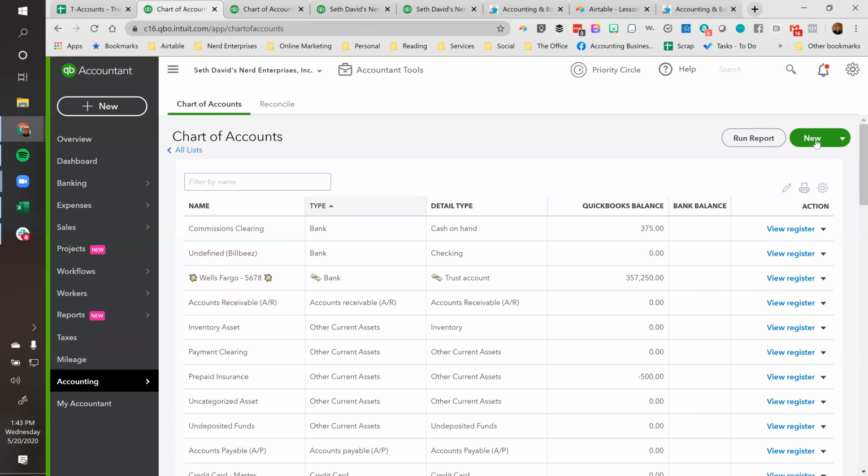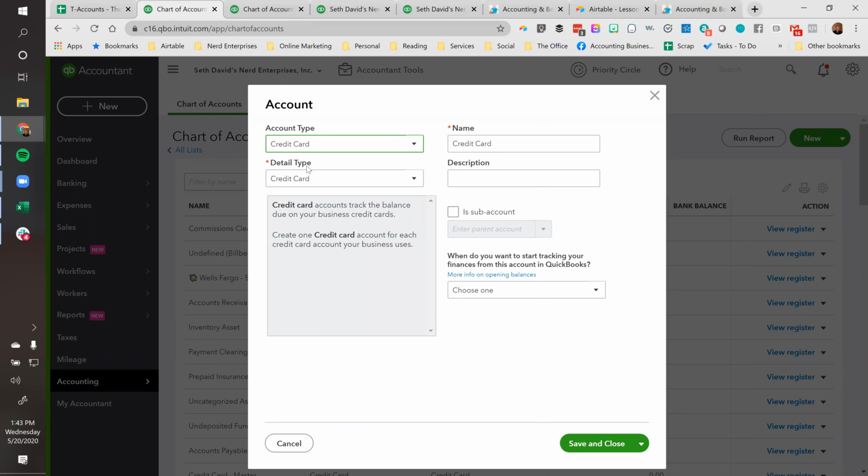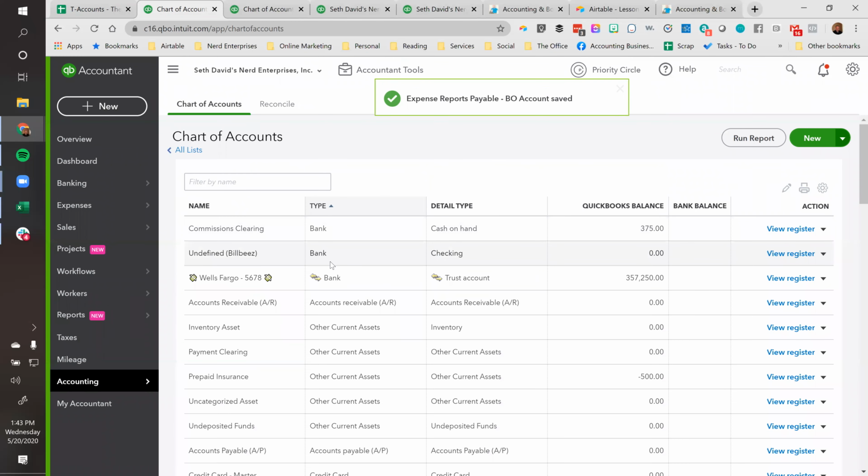So in the chart of accounts, I'm going to create a new account, and we're going to call it a credit card. And again, I'll call this expense reports payable -BO. Okay, the type is a credit card, save and close. Now again, it's a fictitious credit card. It's not a real credit card. We're not going to get statements. We're not going to reconcile it.